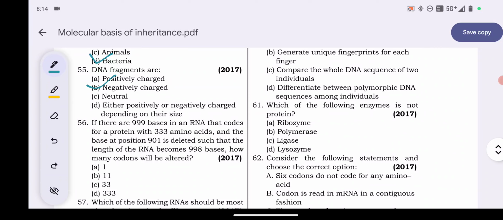56. If there are 999 bases in an RNA that codes for a protein with 333 amino acids, and the base at position 901 is deleted such that the length of the RNA becomes 998 bases, how many codons will be altered? If you solve this properly, what will your answer be? The answer will be option C, 33.